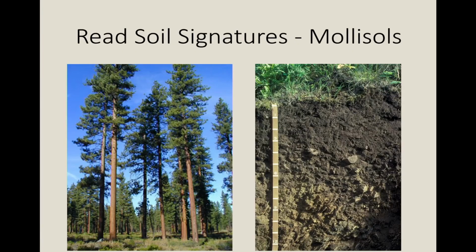The other thing is there are signatures in the soil of historic landscape condition. This is an example of mollisols being formed on the Wallowa-Whitman National Forest. Mollisols are deep, dark, organic rich surface horizons in the soil. Forests do not create this kind of soil. Grasses create this kind of soil. So we know that this soil developed in a grassland.